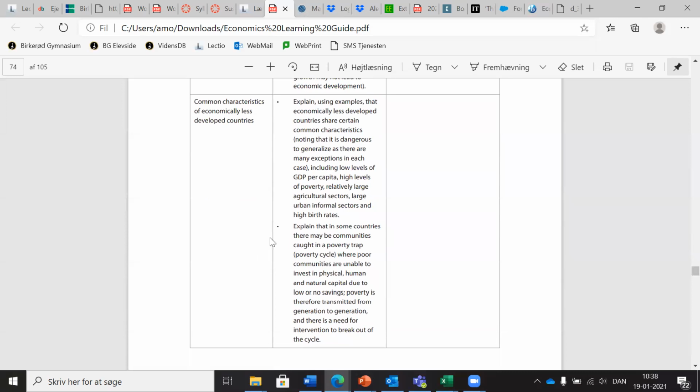So these next two parts, developed countries, a lot of them have the same characteristics, but at the same time, there's no one developed country the same. In terms of some of the characteristics they share, describing them: low GDP per capita, high levels of poverty, large agricultural sector. The large agricultural sector is basically saying they're too dependent on agriculture because they haven't developed their manufacturing, they haven't developed their service sector. Large urban informal sectors, so basically a lot of black markets, and high birth rates.